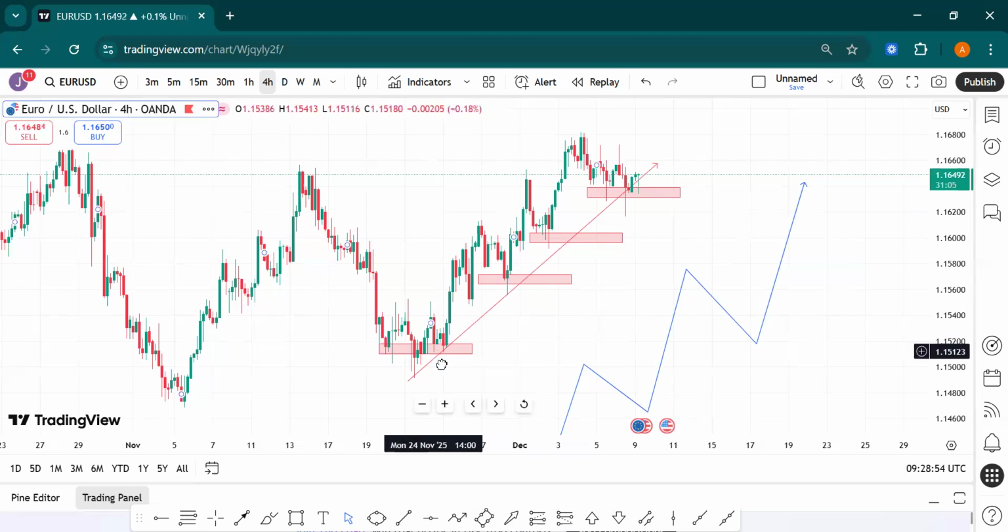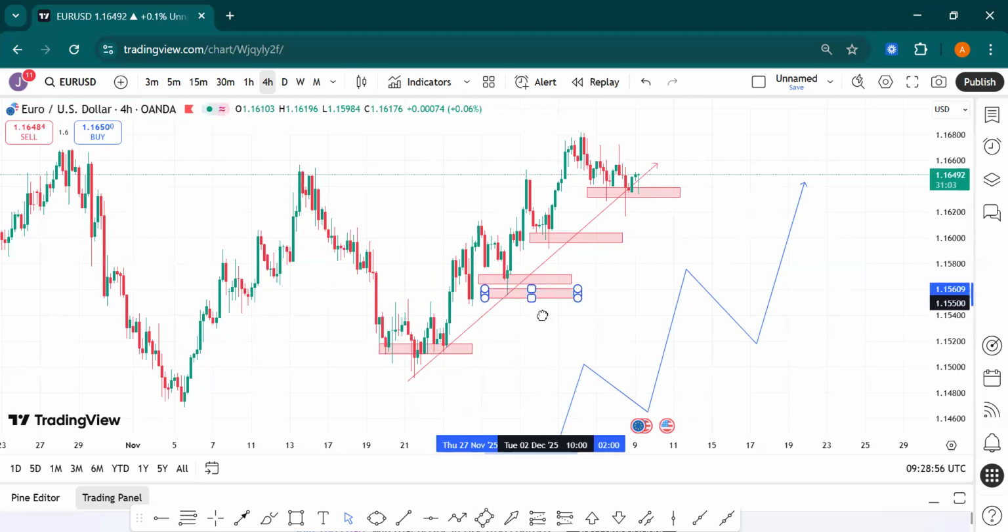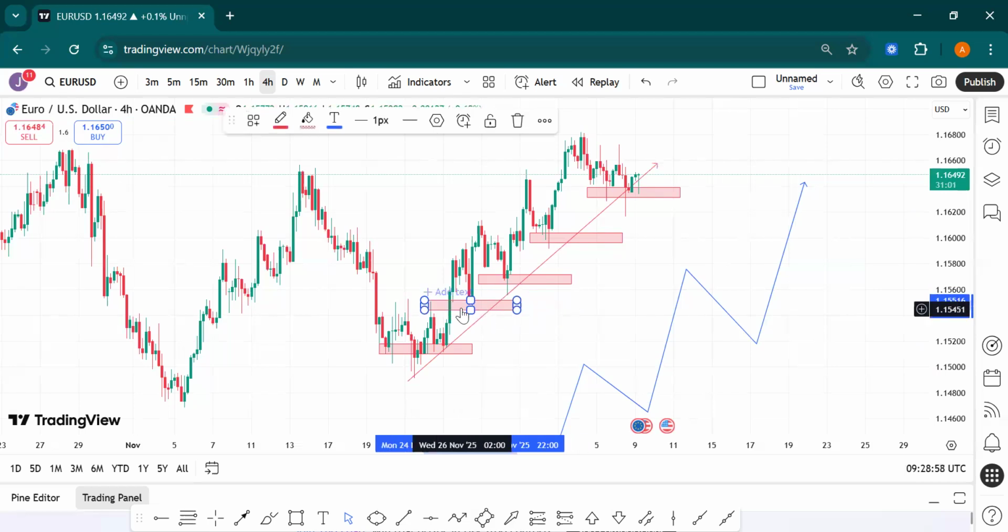Let me mark this. I missed one point. It came down, and then people bought. It went up again, and then it came down. People bought. It went up again, and then it came down. People bought. It went up. You can see now that it has come down the trend line. So this is our higher low.